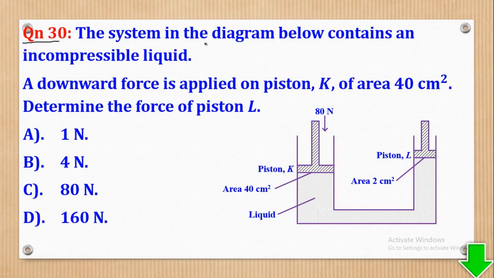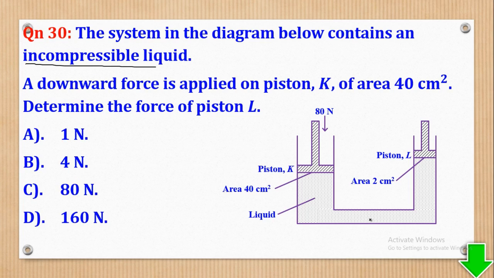The system in the diagram below contains an incompressible liquid. A downward force is applied on piston K of area 40 cm squared. Determine the force on piston L. Option A, 1 Newton. Option B, 4 Newton. Option C, 80 Newton. Option D, 160 Newton. So incompressible liquid, meaning pressure will be the same.